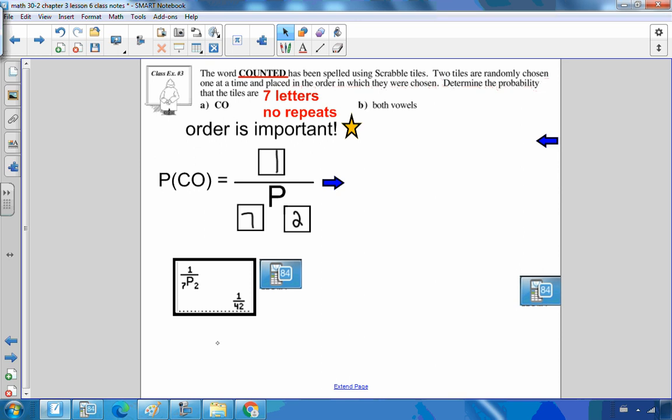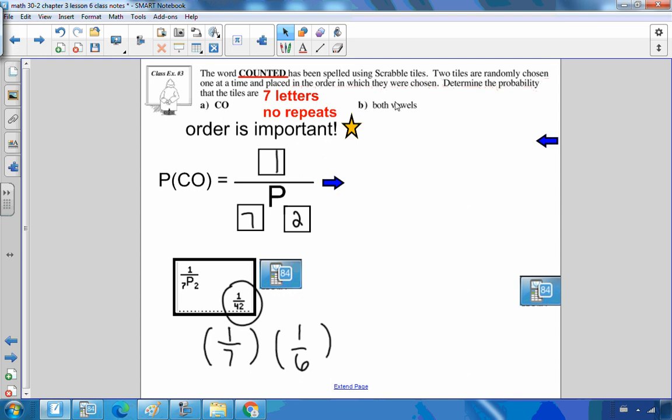Now, you might like to do it in multiplication instead of that notation. So I can say, picking my C and my O, there's 1 C out of 7 letters. There's 1 O out of 6 letters. 1 out of 7 times 1 out of 6, that is 1 out of 42. So 2 different ways you could do that question.